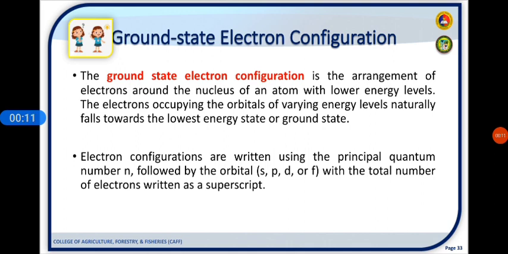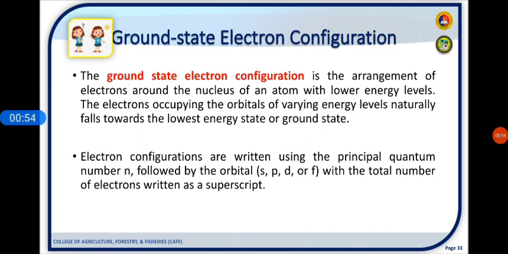Now, let's discuss ground state electron configuration. The ground state electron configuration is the arrangement of electrons around the nucleus of an atom with lower energy levels. The electrons occupy the orbitals of varying energy levels and naturally fall toward the lowest energy state, or ground state. Electron configurations are written using the principal quantum number n, followed by the orbital s, p, d, or f, with a total number of electrons written as the superscript.